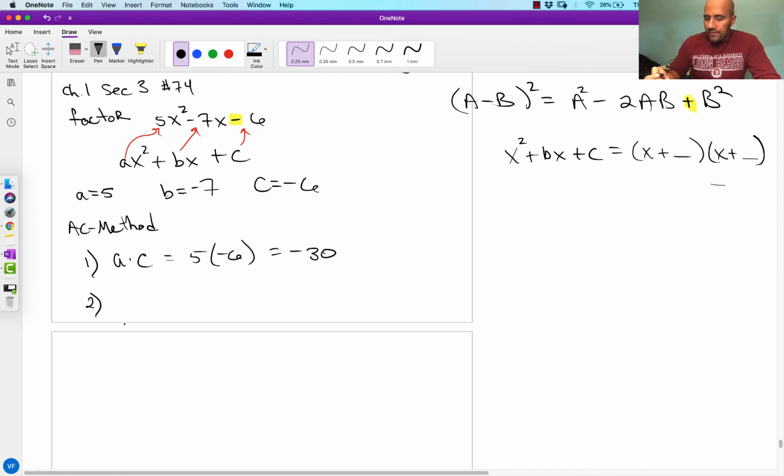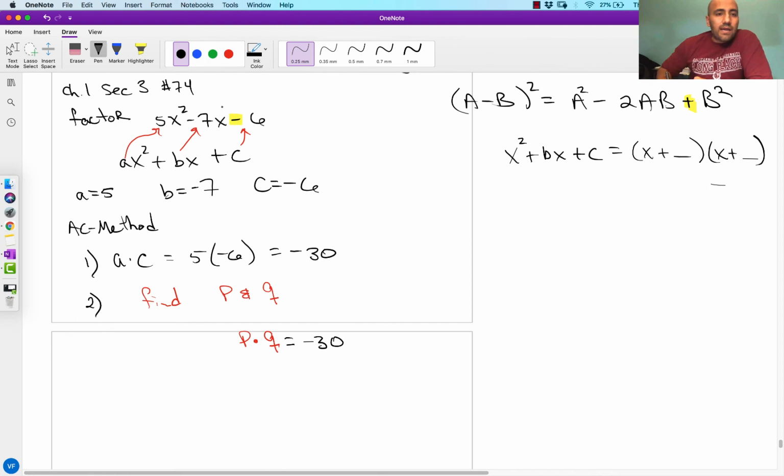Step number 2 is to find two numbers p and q such that they multiply to the AC. So find p and q such that p times q is equal to -30.